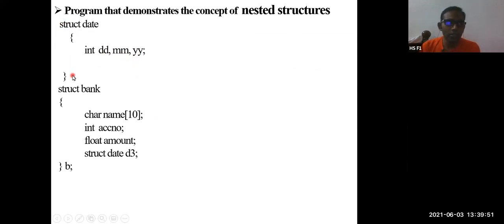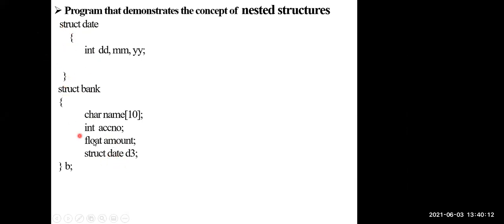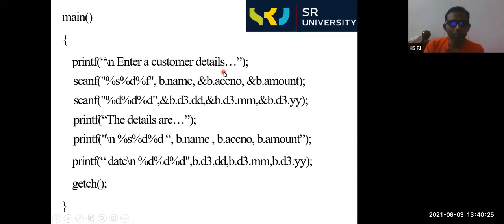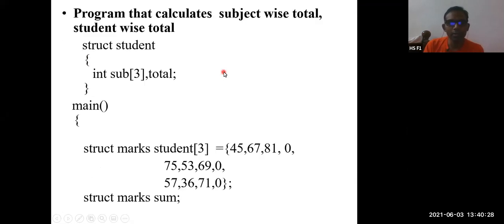Now, for this structure, we are missing a semicolon here. Now, another structure is struct bank. Bank is having name, account number, amount. Along with that, we are having again struct date D3. Now, struct date is the structure variable. If you create like this, then struct date is called a nested structure. Let us see one example, then you will understand how to access nested structure elements, etc.